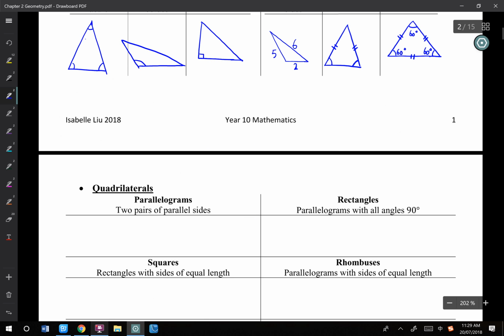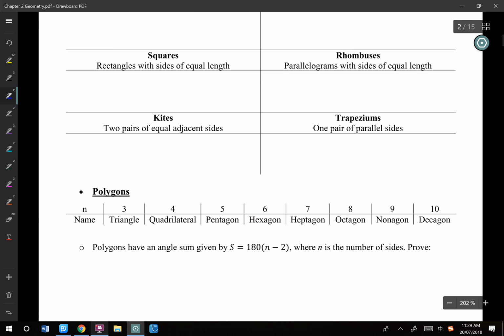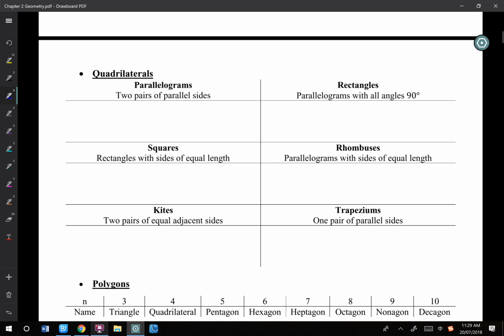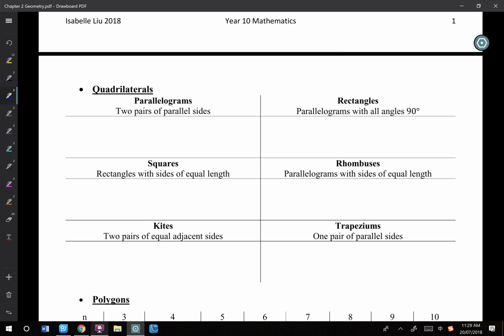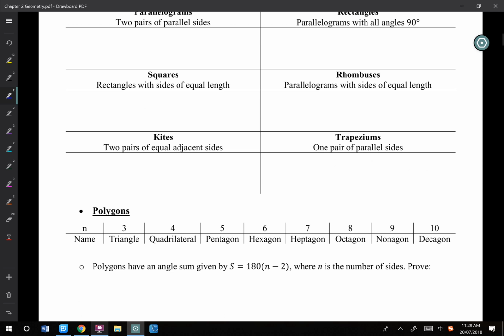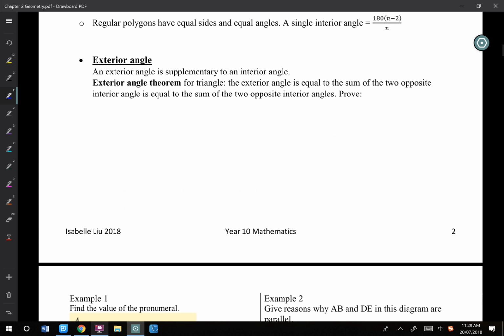So that's triangles. Now let's talk about quadrilaterals. Quadrilaterals have four sides. Let me draw a graph for you, I'll just draw this here.